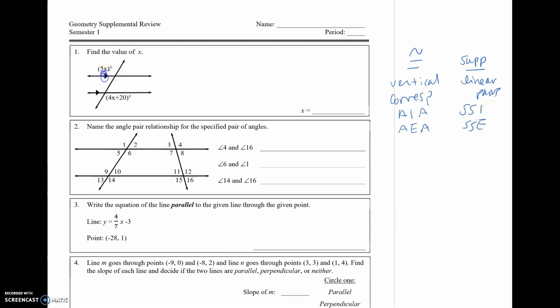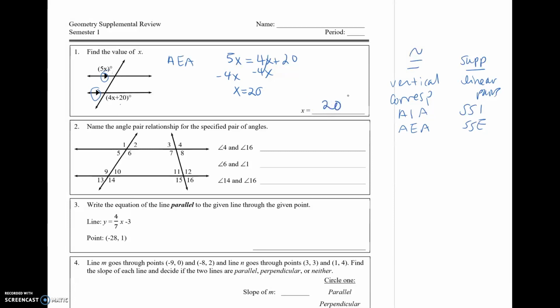So we know that these 2 lines are parallel. The question is, what type of angles are these? Well, these are alternate exterior angles, and they are therefore congruent. So I'm going to say that 5x equals 4x plus 20. I could subtract 4x from both sides, and x equals 20.